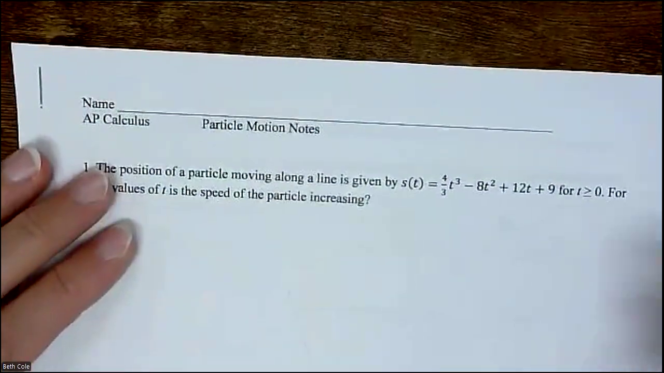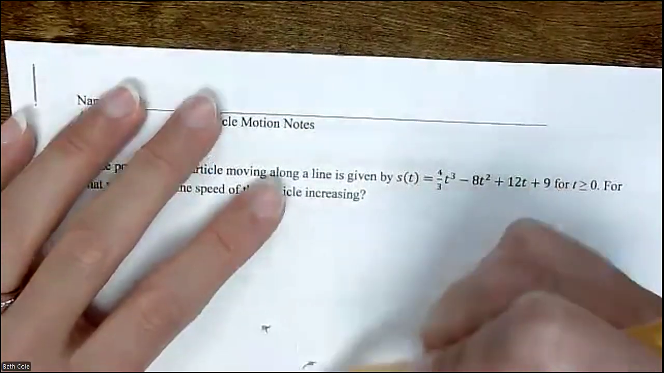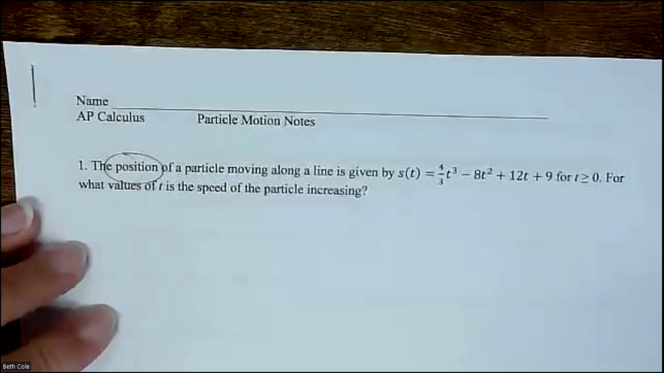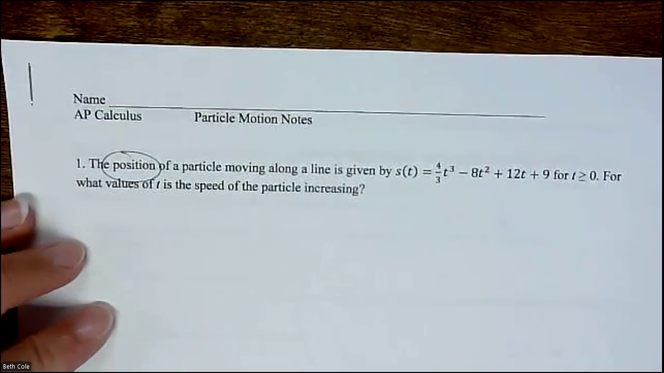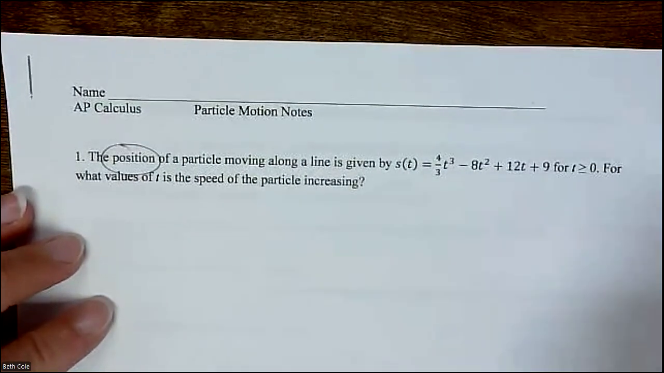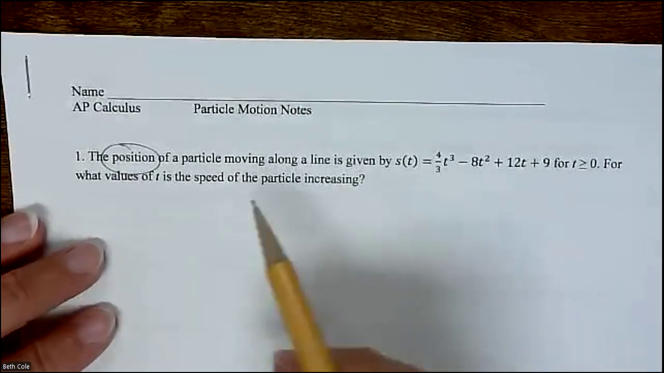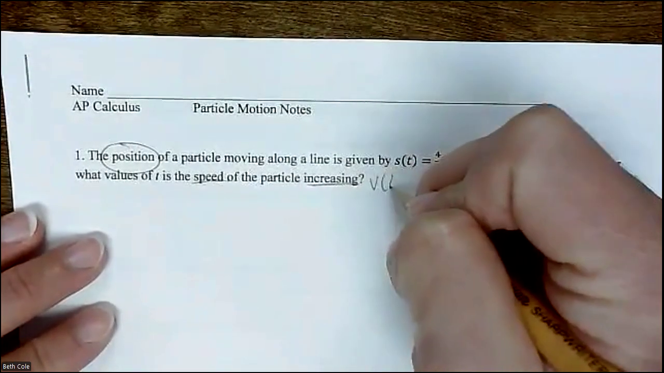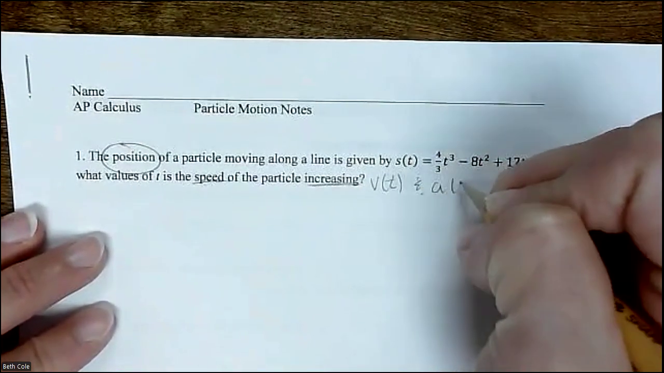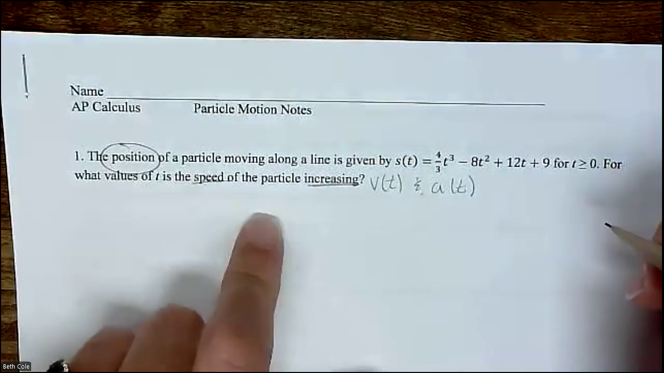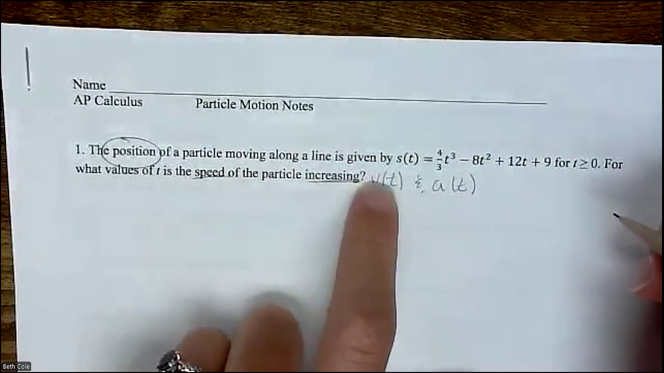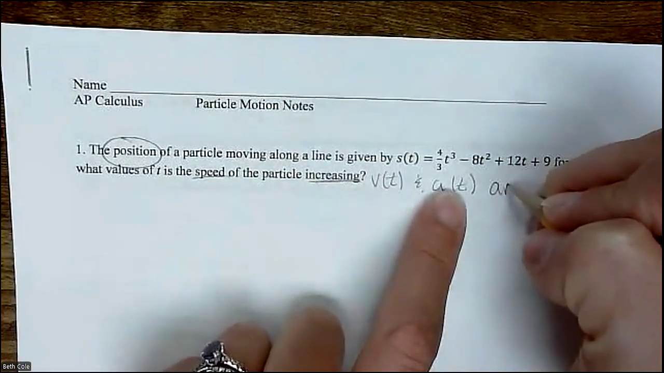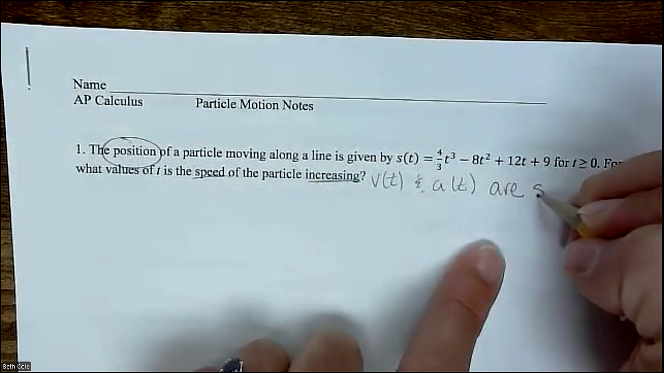All right, so number one, what did they give us? That's like the question of the day. What did they give us? They gave us position. Then, what are they asking for? All right. For what values of time is the speed increasing? That is where velocity and acceleration, because you have to look at both. Speeding up, speed increasing, velocity and acceleration are what? Same sign.